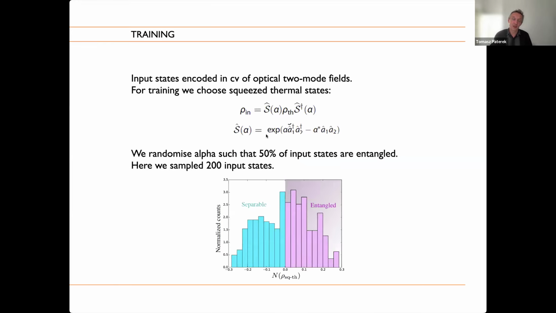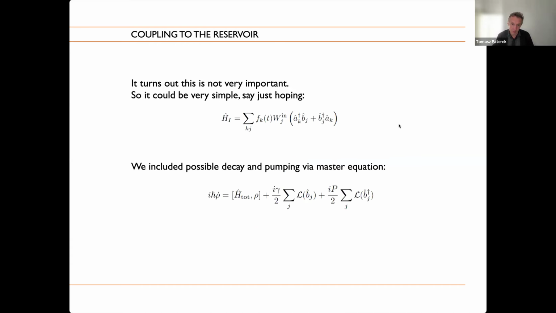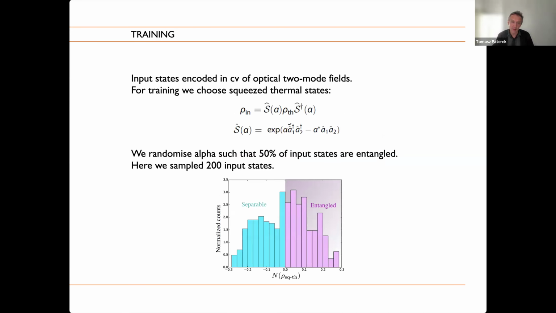And what we did, the method is as follows. It's an artificial intelligence system, so you have to first train it. What we do is take a bunch of certain states from quantum optics, so-called squeezed thermal states, for those of you who are familiar with this, but it's really not so important. The important thing is that we chose them in such a way that essentially half of them are entangled, half of them are not entangled. And we know it from the beginning. So we choose the states and we know if each is entangled or not.